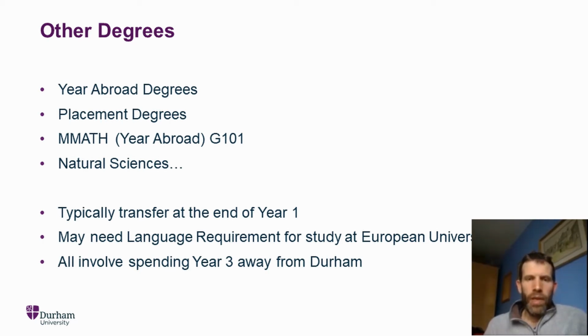Okay, now how do you get onto these programs that you don't apply to at the start? Well, typically you transfer at the end of year 1. So you decide at the end of year 1 you want to do a year abroad, and then you transfer onto it. Now, of course, if you're studying abroad and the course is in a foreign language, you will need a language to do that, and that usually involves doing a module in that language in your first year. So you need to think ahead a bit about that.